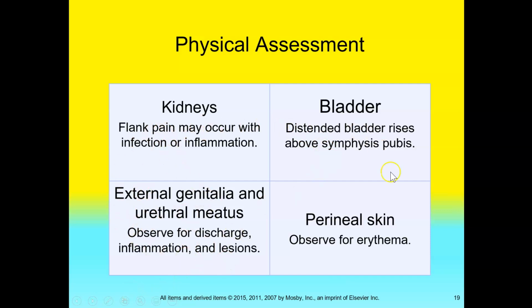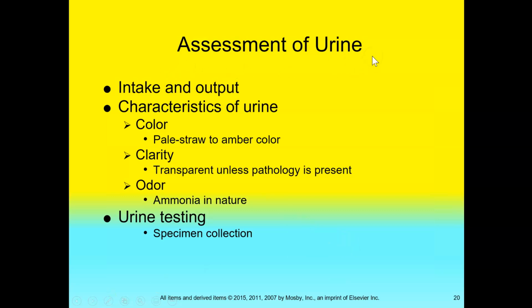So you are going to assess all these things. When you do the physical assessment, remember when we were in lab, how you hit the back of the flank area to see if they may have an infection or inflammation. Is the bladder distended? Are they retaining? Are they having problems like an infection? Or do you see an inflammation or lesions that are causing them discomfort? Is there any redness around the perineal area because they have been incontinent so much? So there are things that you can check.